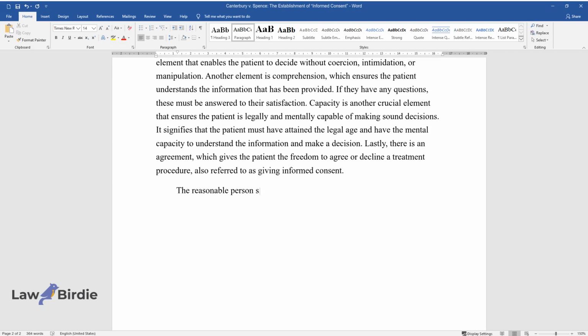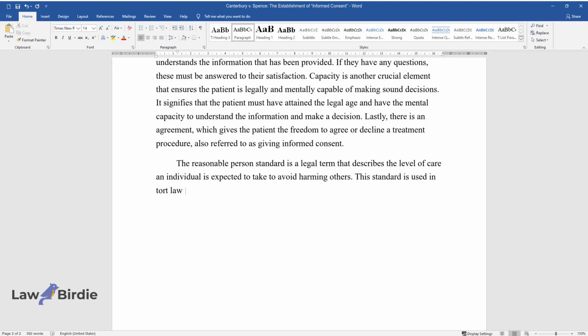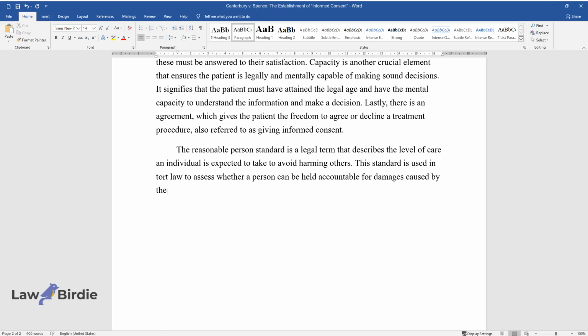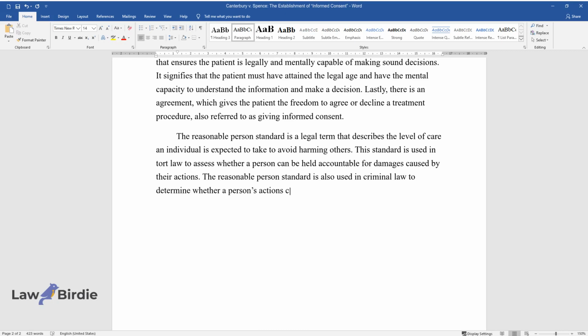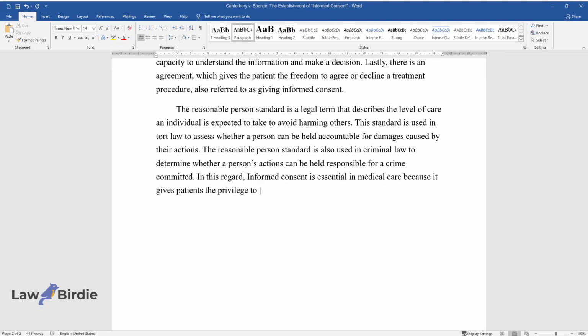The reasonable person standard is a legal term that describes the level of care an individual is expected to take to avoid harming others. This standard is used in tort law to assess whether a person can be held accountable for damages caused by their actions. The reasonable person standard is also used in criminal law to determine whether a person's actions can be held responsible for a crime committed. In this regard, informed consent is essential in medical care because it gives patients the privilege to make informed decisions about their treatment.